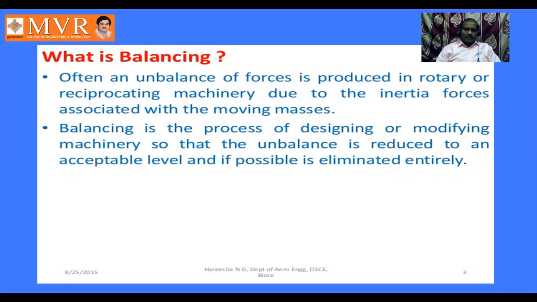Balancing is what is meant by, so first question, the unbalanced forces or unbalance is due to the forces acting on the system. It may be rotary or reciprocating. Next, what happens in balancing? Balancing is the process of designing or modifying machinery so that the unbalance is reduced to an acceptable level and if possible is eliminated entirely.